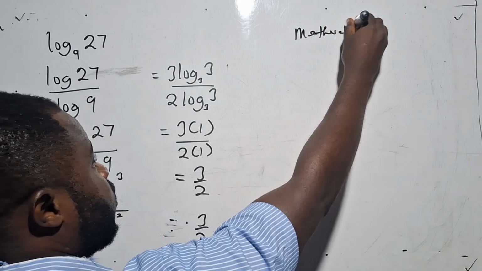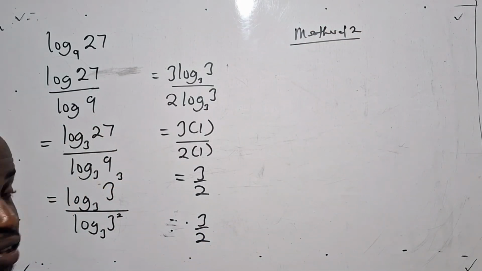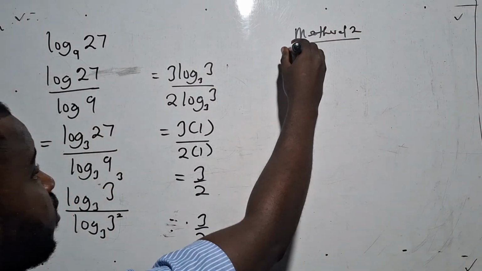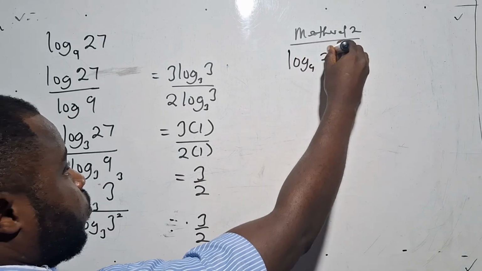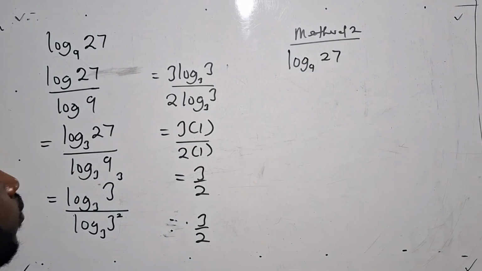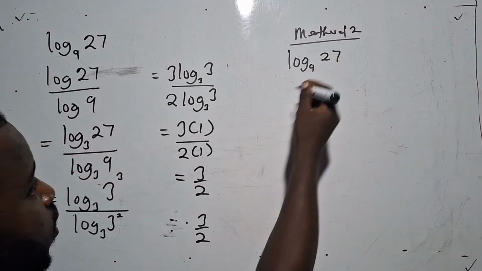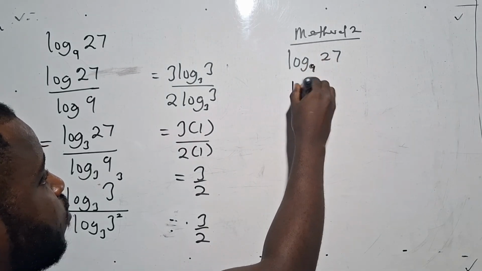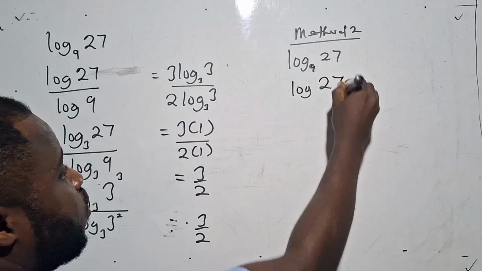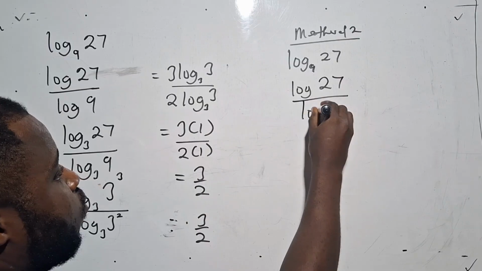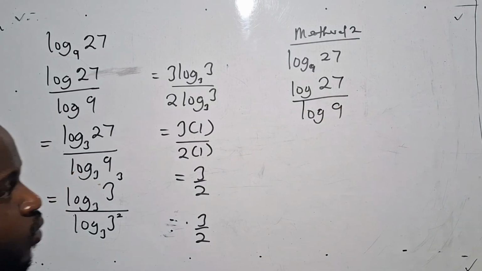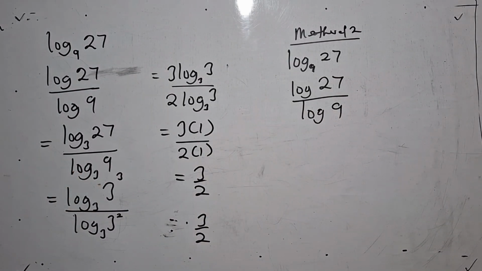Let's look at how method 2 is also solved using this same question. The same log base 9, 27. This one is very simple. You can express them as log 27 all over log 9.